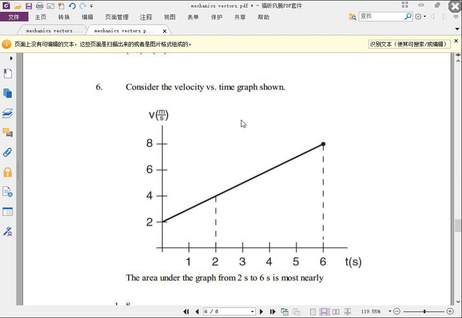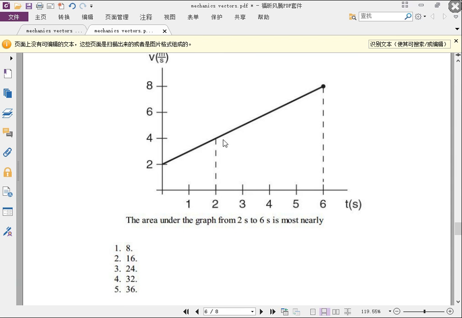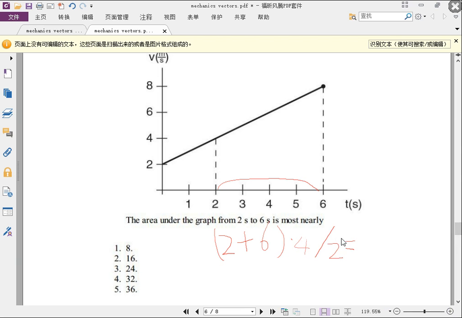Consider the velocity with time graph showing. Velocity with time. The area under the graph. So this part is a trapezoid. Upper base plus the lower base times the height, which is this length 4, over 2. Which gives you 24.